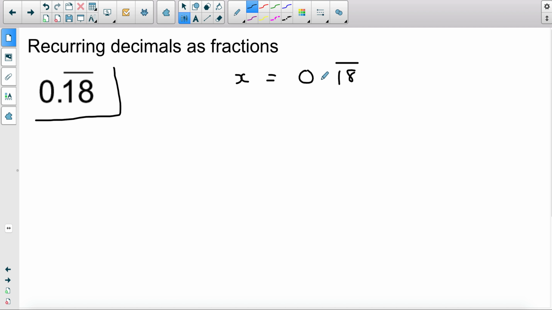Now, what we want to do right now is multiply this number by a multiple of 10, such that these numbers will end up at the front. So because I have two recurring values, I'm going to multiply my x by 100. And because I'm multiplying by 100, so I have two zeros, I will make this number bigger, and this decimal point will move two spaces. So I'll end up with 18.1818 recurring.